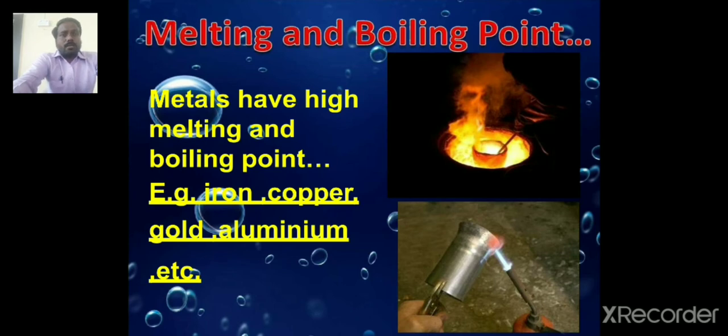Melting and boiling point. Metals generally have high melting point and boiling point. For example, iron, copper, gold, aluminum. In the metallurgy chapter we saw iron melts around 1350 degrees centigrade.